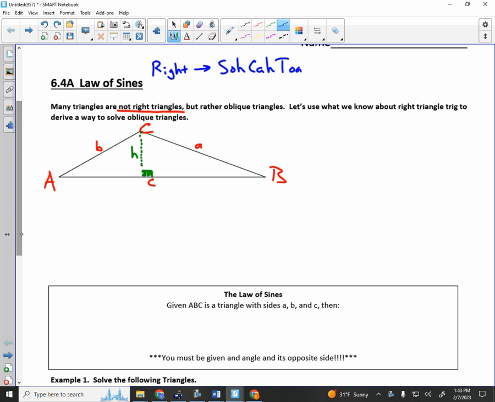So, which trig function, sine, cosine, or tangent, has to do with those 3 parts? Sine. Sine of angle A is the opposite divided by the hypotenuse. Everybody agreed? Good. Let's write that down. Sine of angle A is equal to H over B.